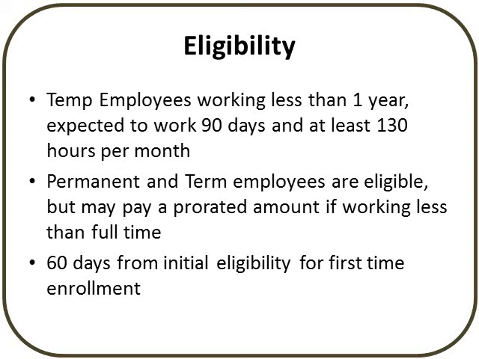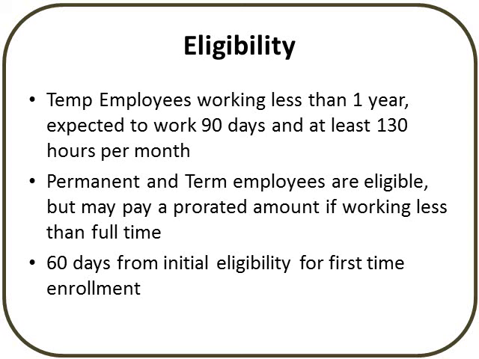Eligibility. Temporary employees, that's generally going to refer to our 1039 seasonals, who are working less than a year but who are expected to work for at least 90 days and at least 130 hours per month, so that would be 30 hours per week. They're eligible to enroll in the health benefits program. The government will pay the full government contribution in those circumstances.